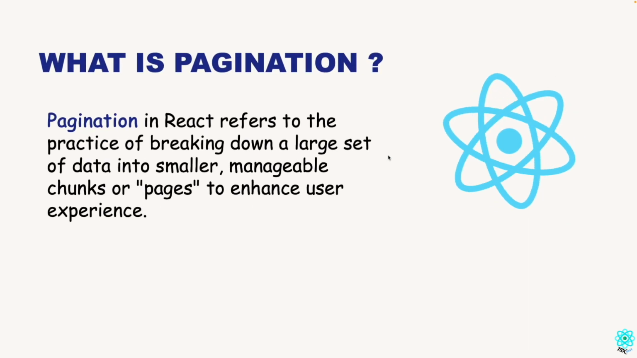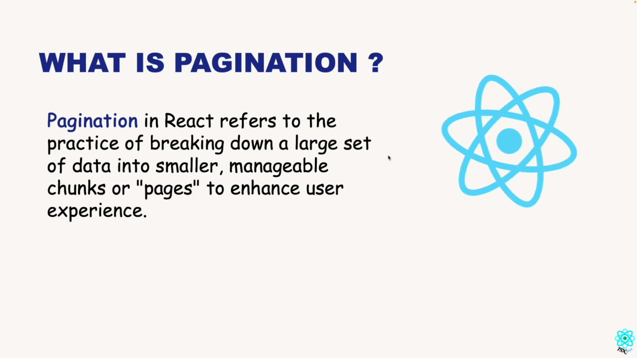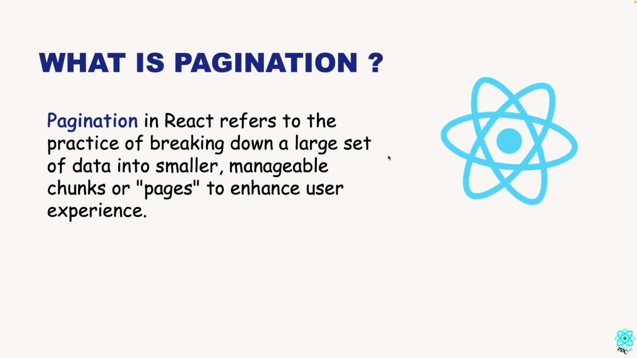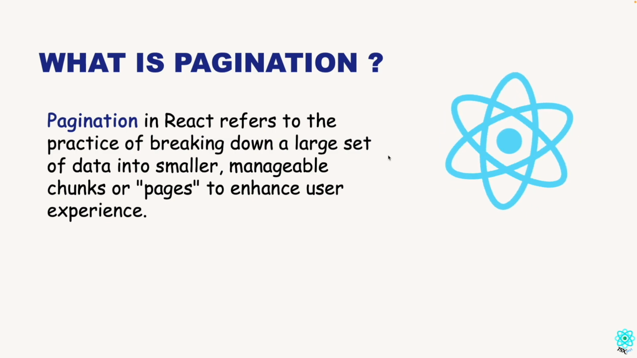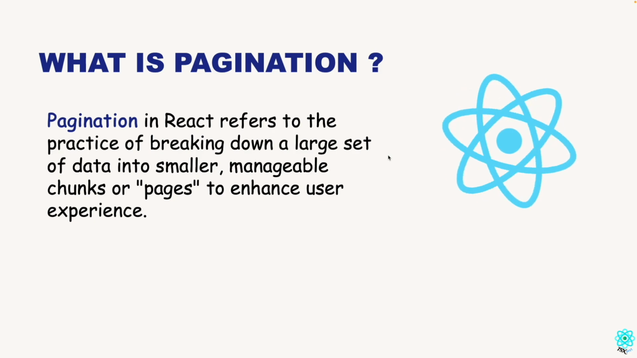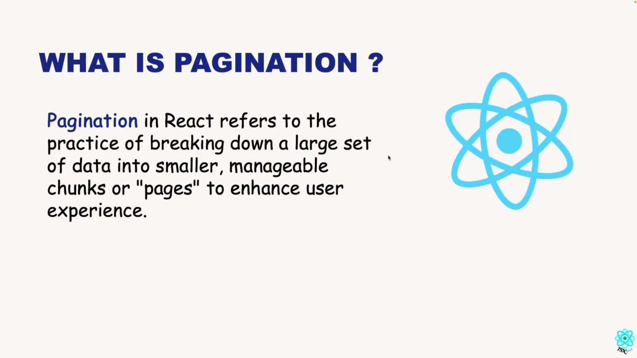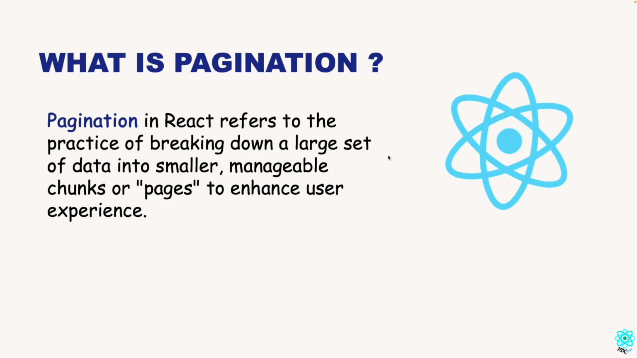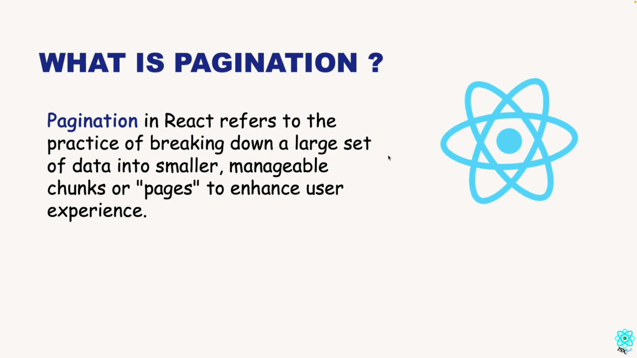Pagination in React refers to the practice of breaking down a large set of data into smaller manageable chunks or pages to enhance user experience. So it is a common technique we use in web applications to display a limited number of items at a time, allowing users to navigate through the data easily without overwhelming them with too much information on a single page.